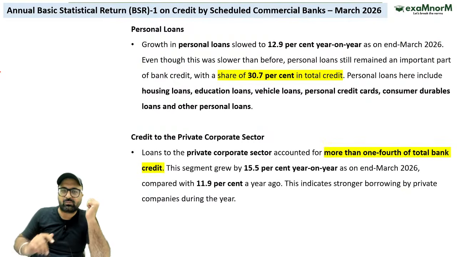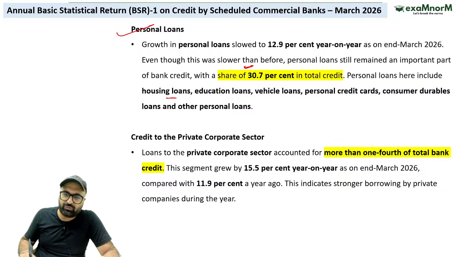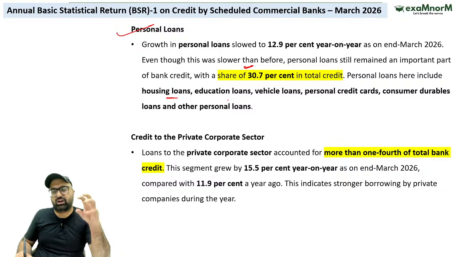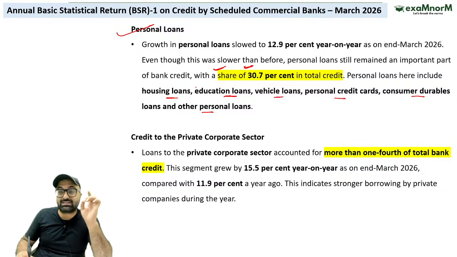What does the next point say? Now if I talk about personal loans, the share of personal loans is 30.7%. What is a personal loan? The loan which is borrowed for constructing a house, or to purchase a house, or for renovation. Then education loan, vehicle loan, personal credit cards, consumer durable loans, and other personal loans. So their share in the total credit is 30.7%.